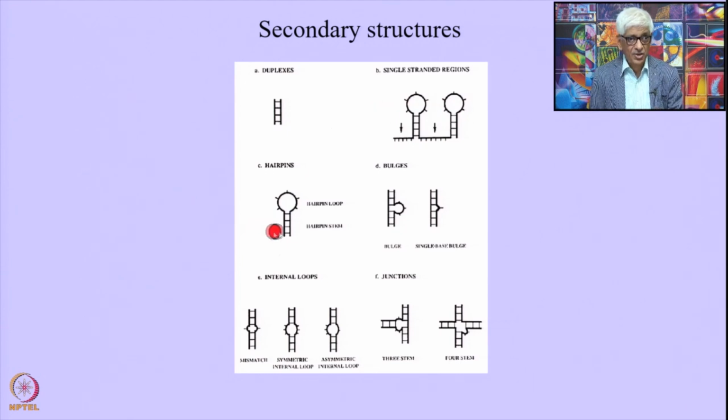And then you can have the hairpins. So the strand goes like this and looks like a hairpin, right. And then you have these bulges here. In a duplex, in between, the base sequence is such that there is no pairing possibility here.